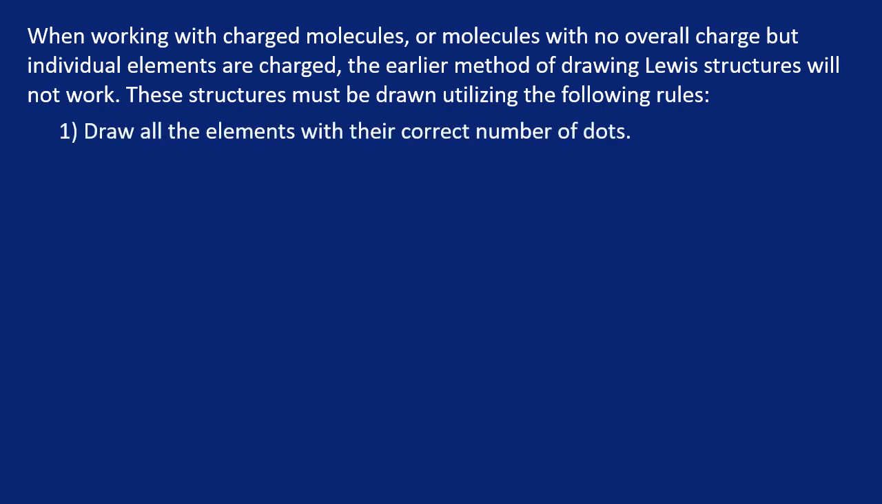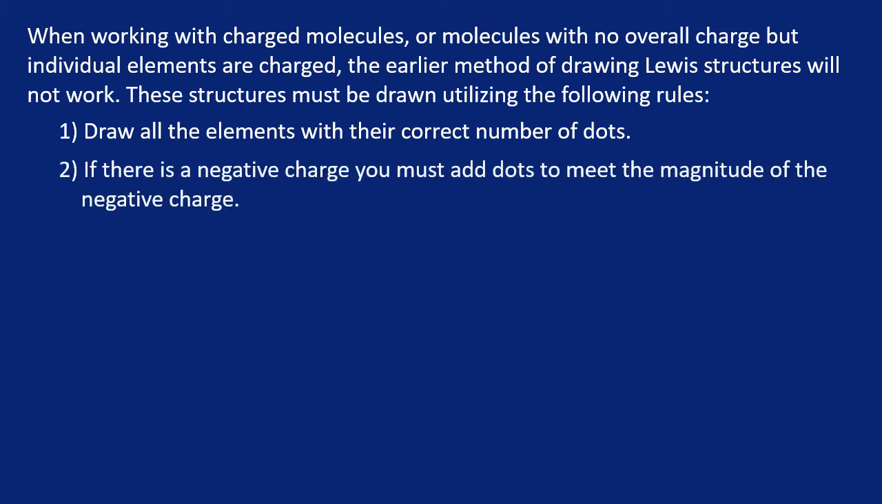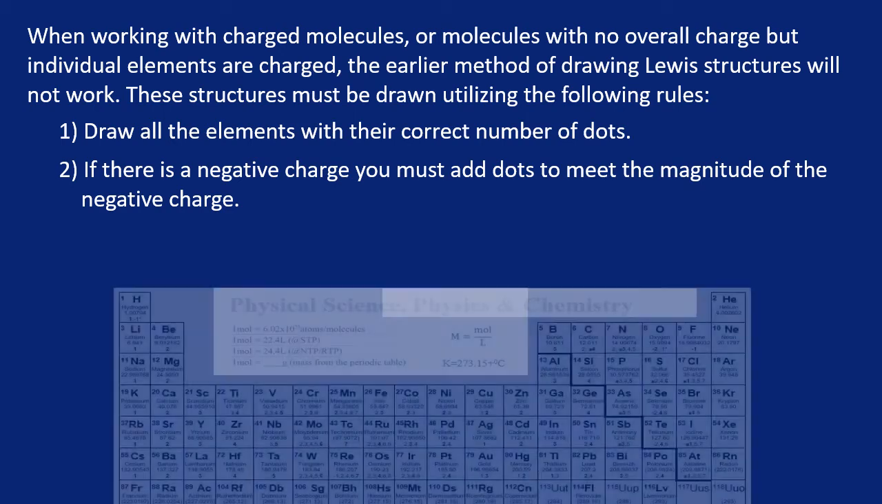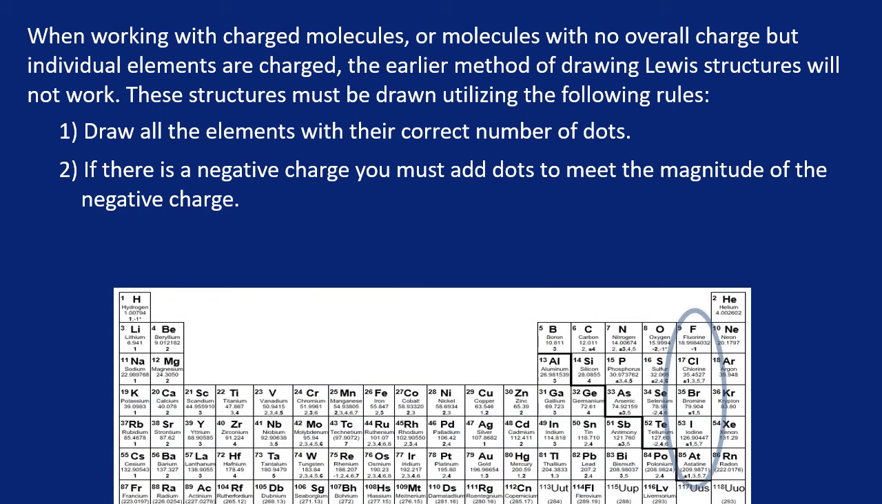Draw all the elements with their correct number of dots, just like we have already been doing. If there is a negative charge, you must add dots to meet the magnitude of the negative charge, meaning a 2- charge has to have 2 dots added to the structure. Dots are normally added to elements that are furthest to the right of the periodic table, as they typically want to gain more electrons.